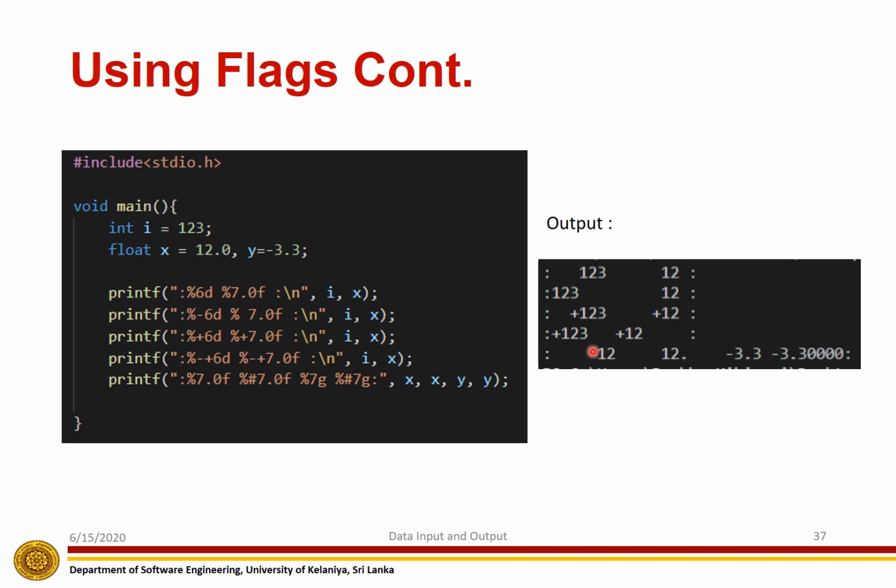And finally, the last one shows two floating point numbers, each displayed first without and second with the hash flag. So I think you have gotten an idea of how to use flags. I will explain these things in more detail in the practical classes.